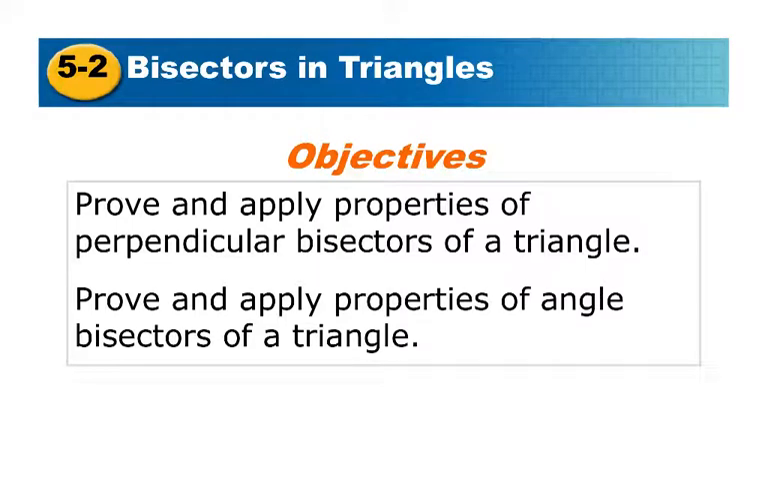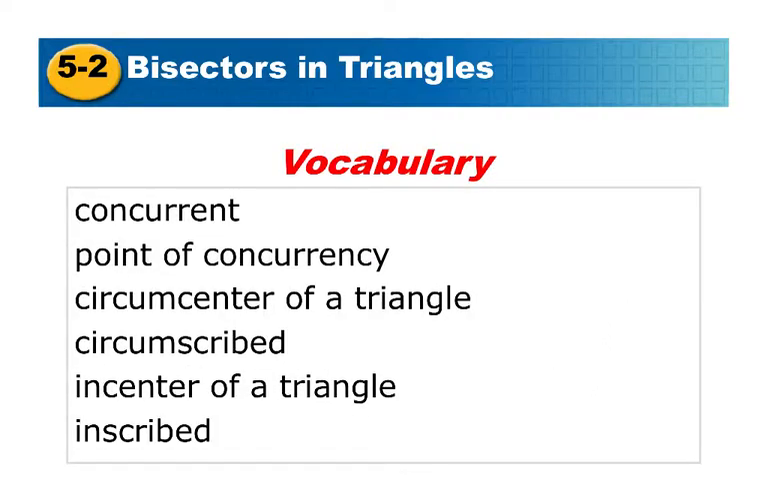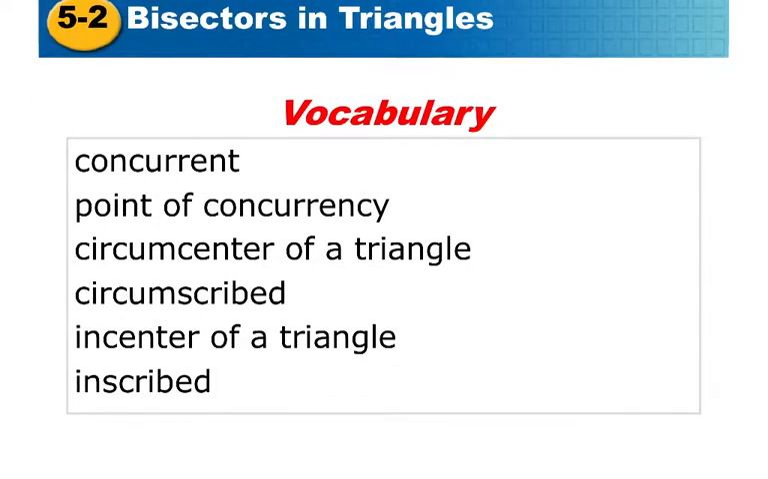Alright, so here we are with the Chapter 5, Section 2 notes on bisectors in triangles. We're going to prove and apply properties of perpendicular bisectors of a triangle, and we're going to talk about angle bisectors of a triangle. First, we'll talk about concurrent points, and then points of concurrency. Then we've got the circumcenter of a triangle, circumscribed, and incenter as well as inscribed. So we will be going through each of those pieces.